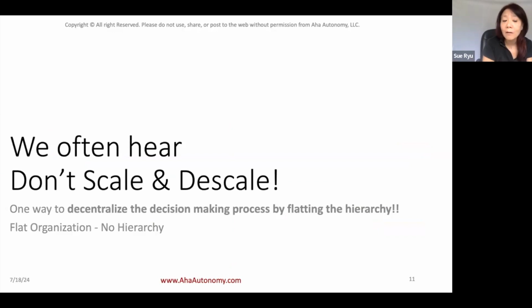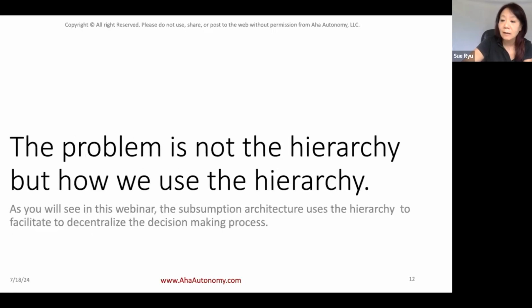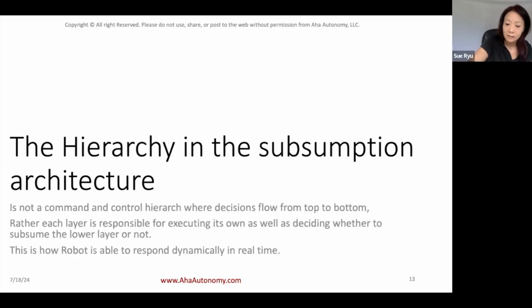That's only one way of decentralizing the decision-making process, by flattening the hierarchy. We could also have a flat organization with no hierarchy. That's definitely one way of doing this. But I believe the problem is not necessarily hierarchy. In fact, when we have a complex problem, hierarchy can help us solve those problems. The problem is how we use the hierarchy. As you will see in this webinar, subsumption architecture uses the hierarchy to facilitate this decentralized decision-making process.